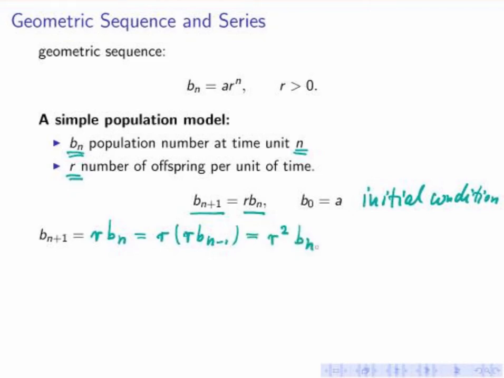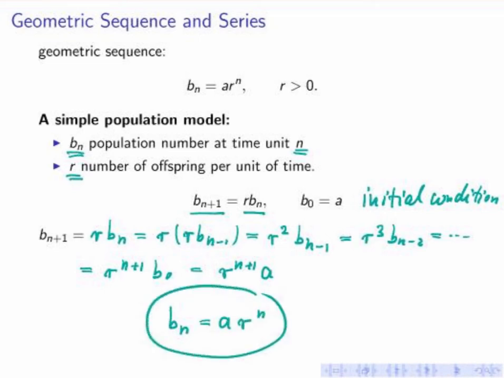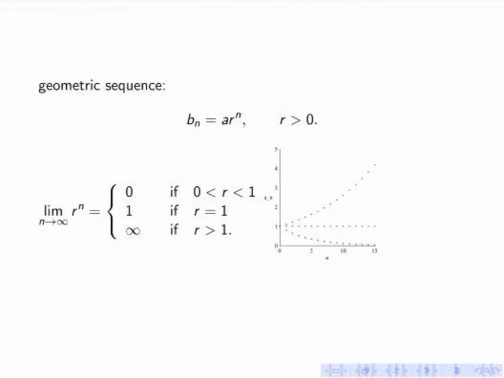So this is r squared bn minus 1, then this will be r to the power of 3 bn minus 2, etc., etc. And then this goes to r to the n plus 1 times b0. b0 is the initial condition, so this is r to the n plus 1 times a. So we have already an explicit solution for the bn plus 1 for this simple population model. Now, it doesn't matter if you write it in n plus 1 or in n, so then I can also write this as bn is a times r to the n, and indeed, I have my geometric sequence right here as a population model. Let's look at typical graphs for the population model.